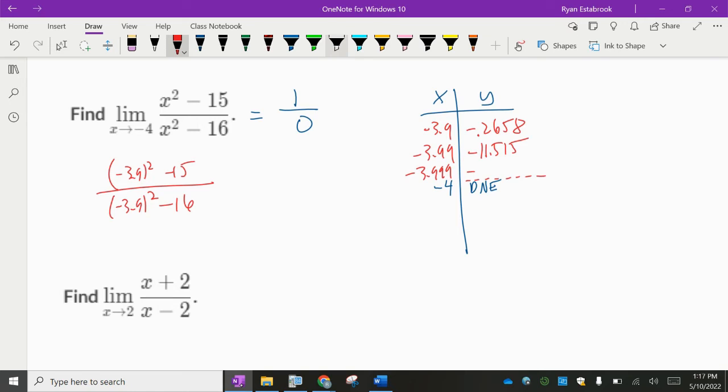Smaller and smaller, bigger and bigger negatives. What would we call that? Negative infinity. Down, down, down, down, down, right? So that is from one side. Let's look on the other side.